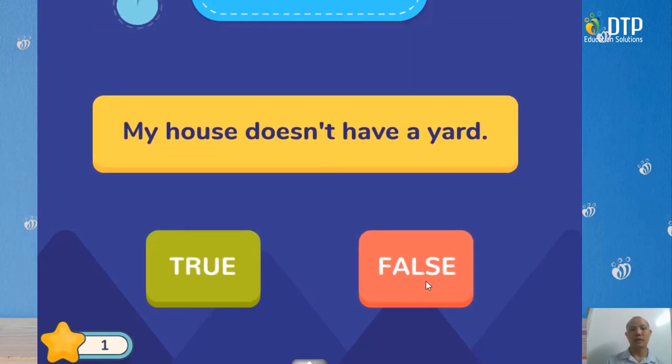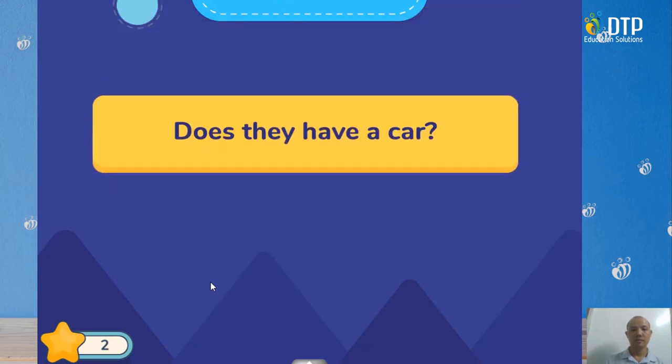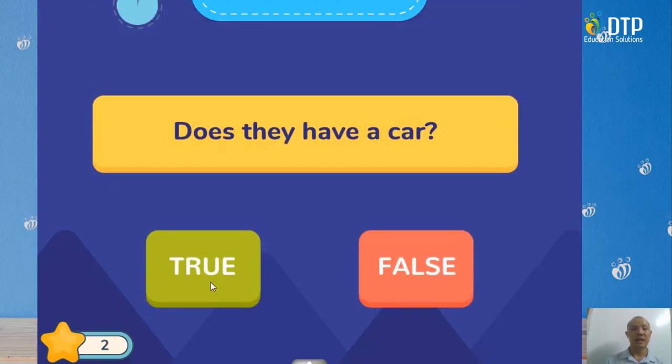Mời các con cùng làm câu số 2. My house doesn't or my house don't? Doesn't, right? True or false? True. Doesn't have a yard. Next one. Does they live in a car or do they live in a car? Which one is correct? Do they live in a car is correct one. But this one is a does they live in the car? So this sentence is false.